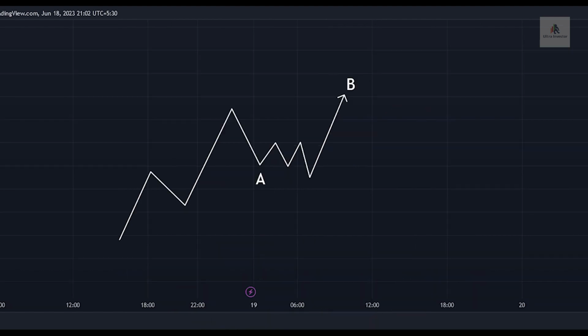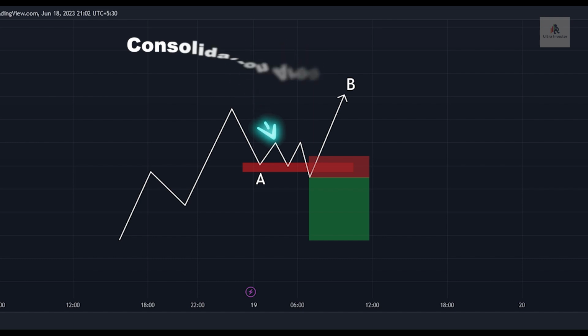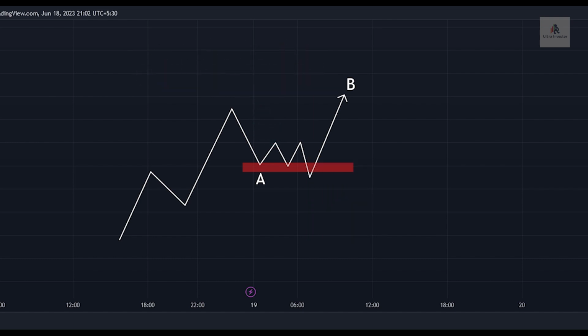This is a strategy used to manipulate people into selling their shares. A consolidation area is created and then broken to the downside, leading people to believe that the uptrend is coming to an end and prompting them to enter short positions. This is when market makers take advantage of the situation and enter the market, gathering all the liquidity they need and pushing the market back up.